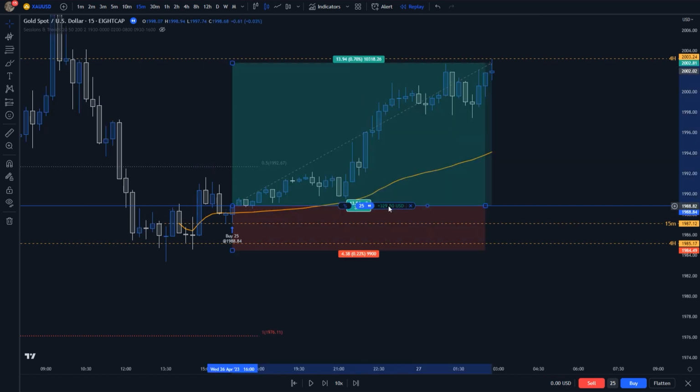So you see, to the pip, if I would close the trade here, this is a risk to reward of about 1 to 3.